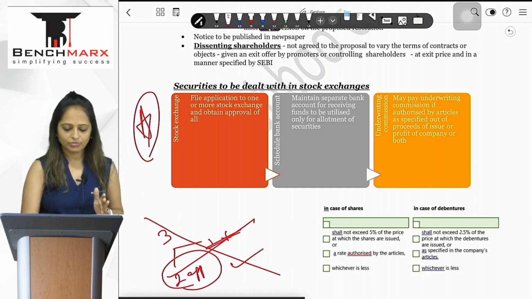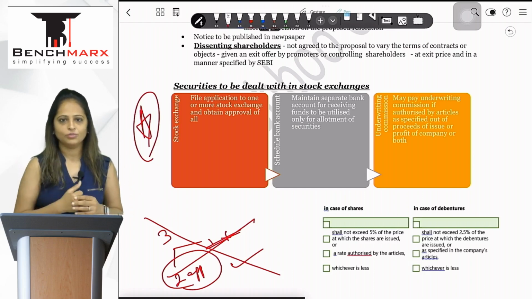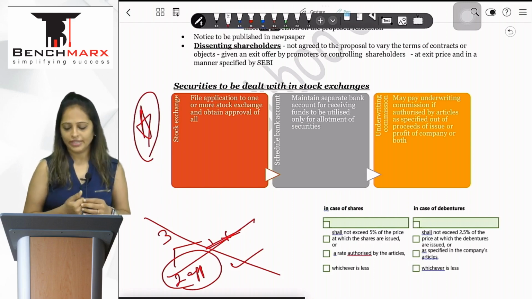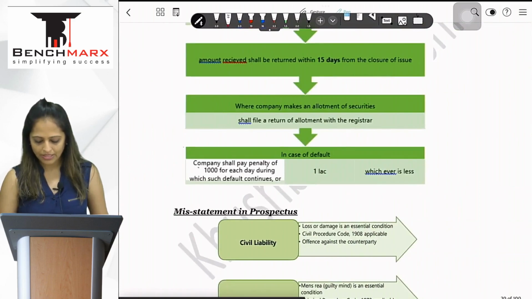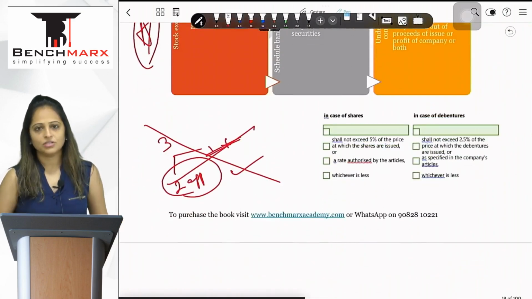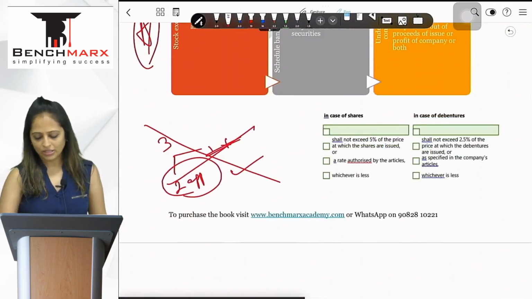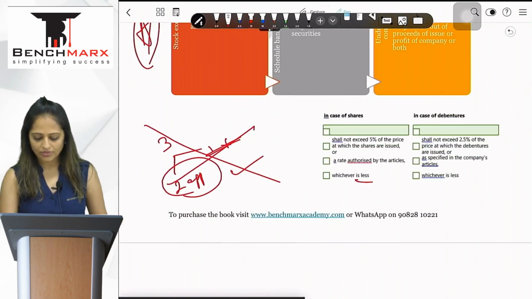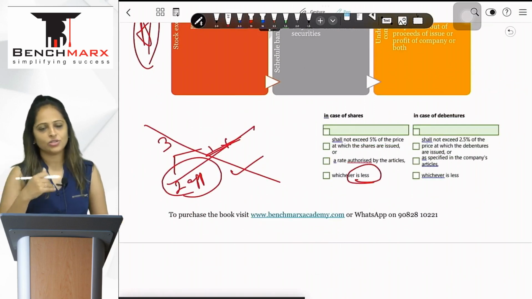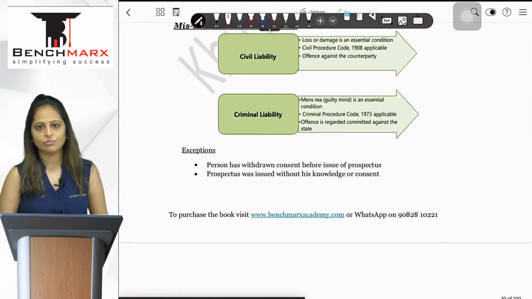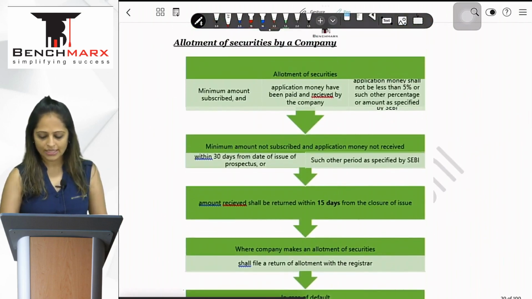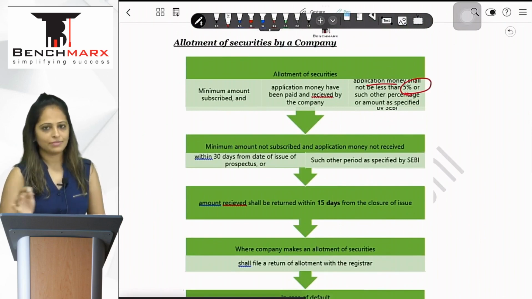Now when you're raising money from the public at large, you will also pay underwriting commission. How much underwriting commission has to be paid? If it's a share, then 5%, or the amount given by the article, whichever is less. If it's a debenture, it's 2.5%, or the amount given by the article, whichever is less. How much money is required to be raised? You need to have at least application money of 5% or more, as may be specified.